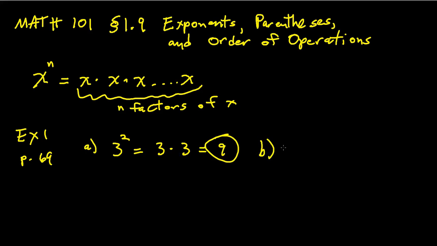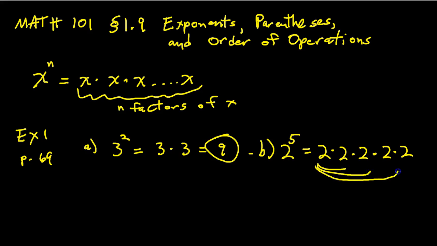Part B gives us 2 to the 5th power. For this example, well, 2 to the 5th power is nothing more than shorthand for 5 factors of 2. And 2 times 2 is 4. 4 times 2 is 8. 8 times 2 is 16. And 16 times 2 is 32. So 2 to the 5th power gives us 32 as a final return.